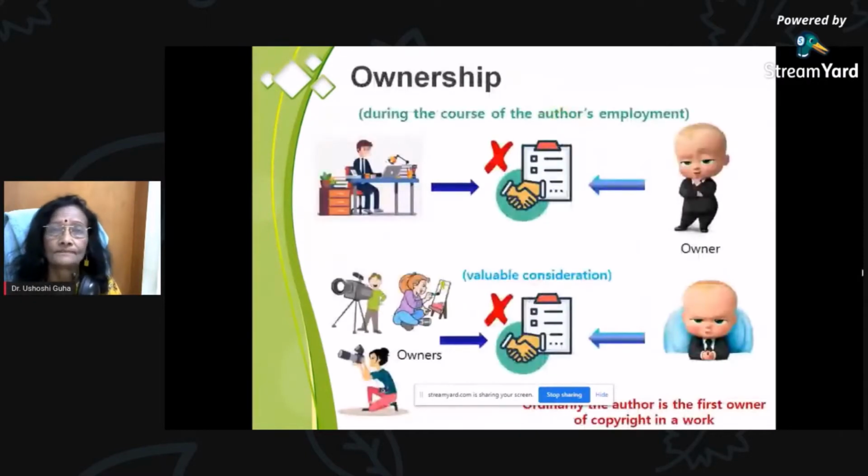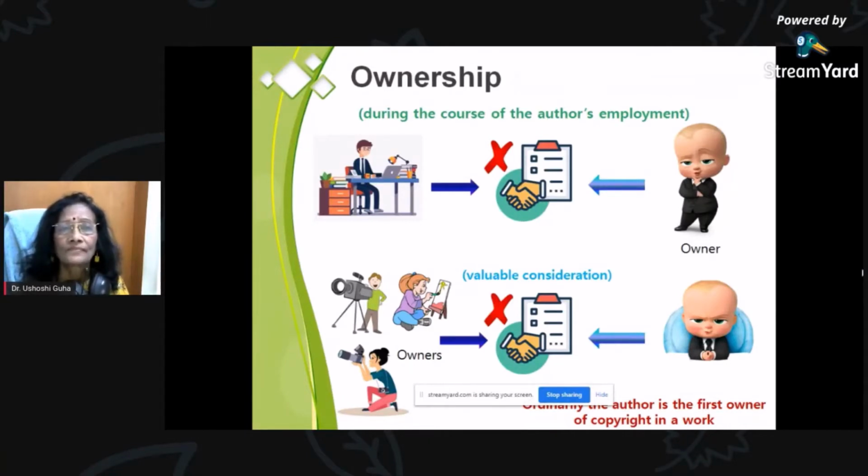Now, ownership. Here, I'll give you 1 minute to see the photographs or whatever is displayed. Okay, shall I go ahead?